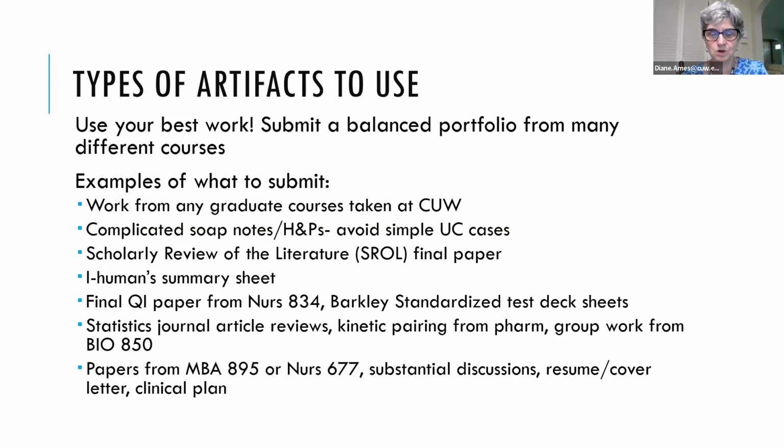Some of the examples were: any graduate course that you took at Concordia. It can't be from undergraduate. It can't be from a credit that you transferred in from someplace else. It has to be courses from CUW. Look for complicated SOAP notes, H&Ps. Avoid really simple urgent care. Somebody came in and they had dermatitis, or they got a mosquito bite or something like that, and it was a little infected, and you had to tell them to use some triple antibiotic or bacitracin or whatever. That's not what we're looking for.